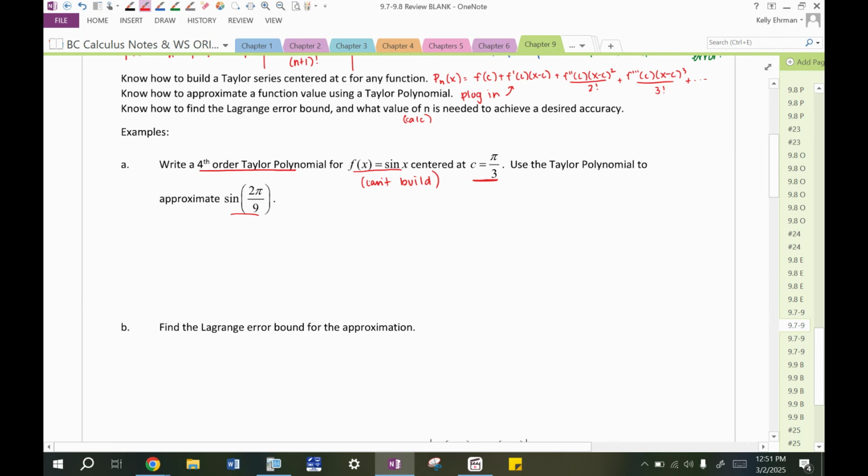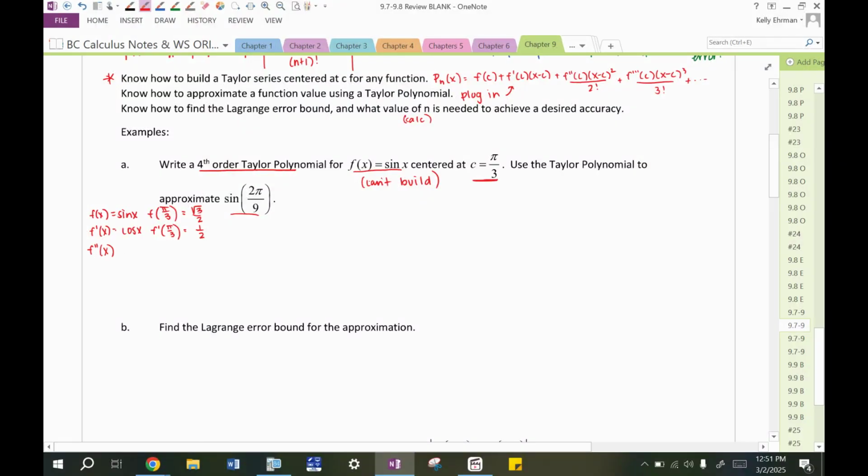So remember, first we need to build this. I'm not going to rewrite the formula, but I'm using this formula right here. I need to evaluate f of c, f prime of c, f double prime of c, all the way out to the fourth order. So f of x is sine x. So f of pi over 3, think about your unit circle, that is radical 3 over 2. And then we need to take 4 derivatives. So f prime of x is going to be cosine x. f prime of pi over 3 is equal to 1/2.